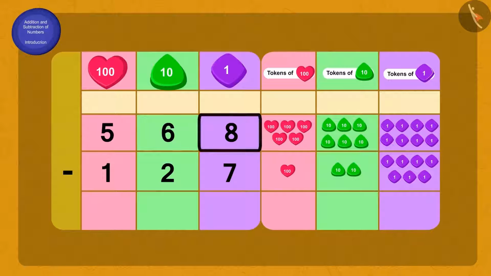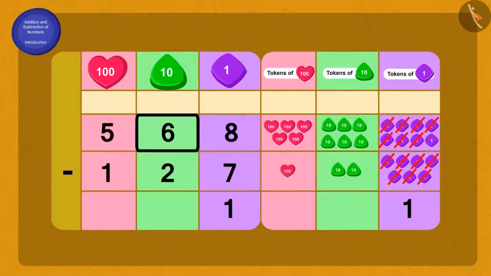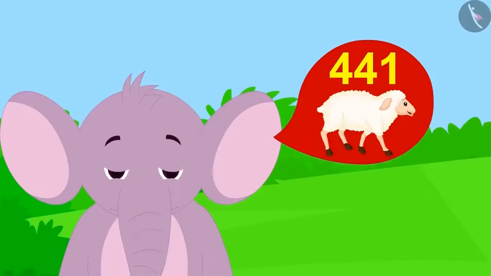On subtracting the digits 8 and 7 in the ones place, we get 1. What do we do next? Absolutely correct. From 6 tens, subtract 2 tens and we get 4 tens. And finally, when we subtract 100 from 500s, what do we get? 400s. As we had calculated, Appu now has 441 sheep left with him.